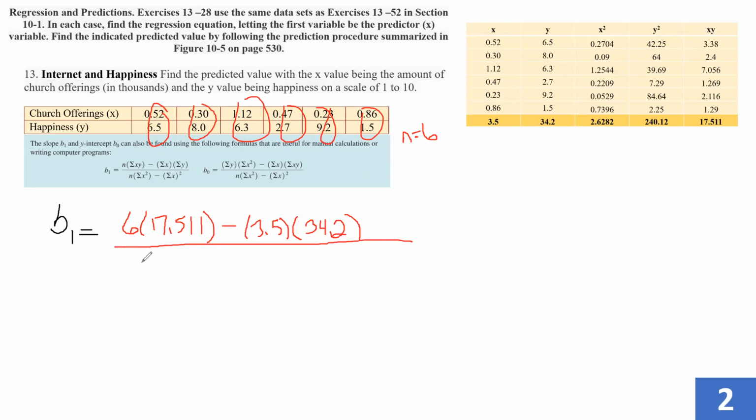All right, and then we have 6, which is n again. Sum of x squared is right here, 2.628, minus the sum of x squared, and that's probably the hardest one. Sum of x is 3.5, and then we're going to square it, right?